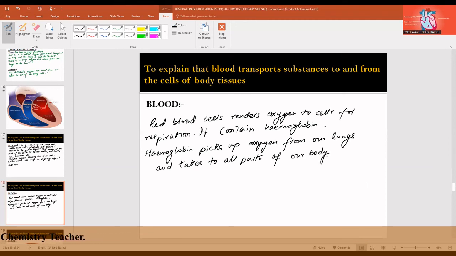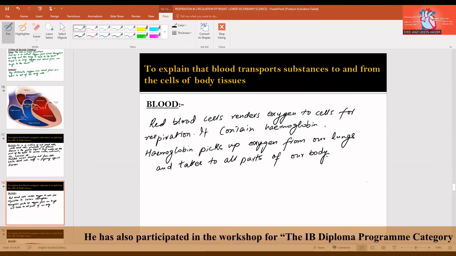It also transports carbon dioxide to the lungs. Our blood looks red due to hemoglobin.